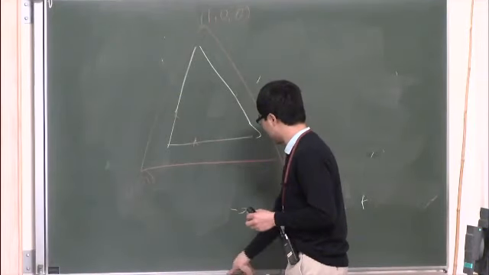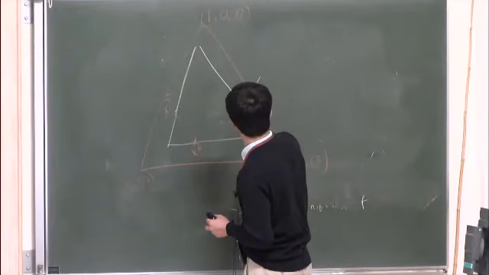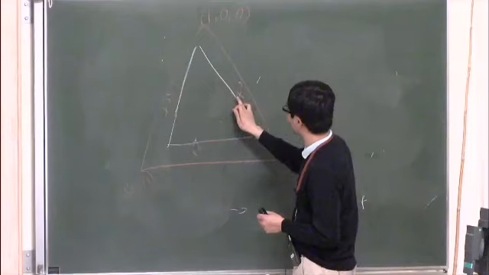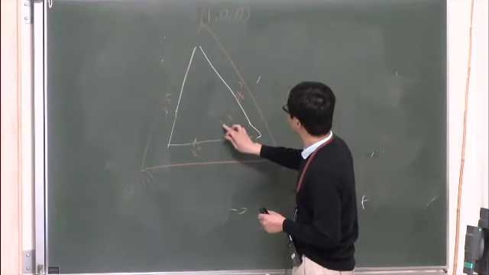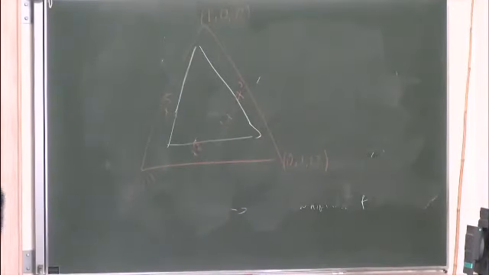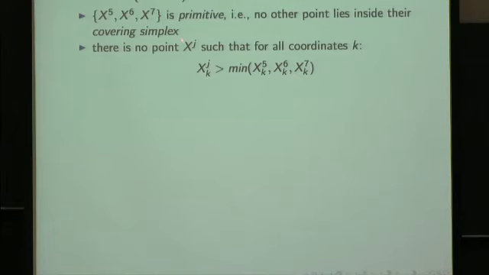So we want the set C, let's say x5, x6, x7, so that this 3 point set is called primitive if no other xi lies inside this covering simplex. It may look complicated, but to say it algebraically, simply say that there is no other point xj such that all coordinates of xj are bigger than the mean of these 3 points. Because if this happens for all coordinates, then this point will be lying inside the covering simplex at least.